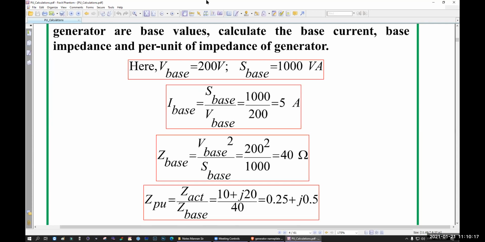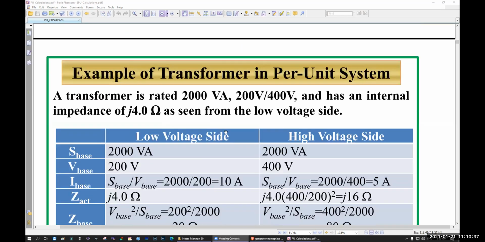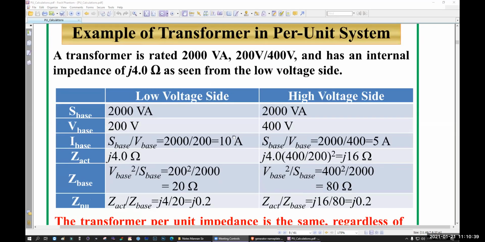Understood? Yes, sir. What is the unit of this one? Can anyone explain? PU, sir. Yes, per unit. Because the upper one was ohm, the lower one is ohm, so ohm is gone, so nothing, right? That means PU. So you understood this well, right? Yes, sir. Okay, let's do another example.